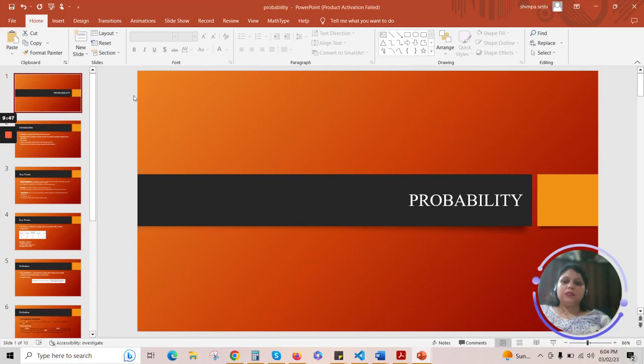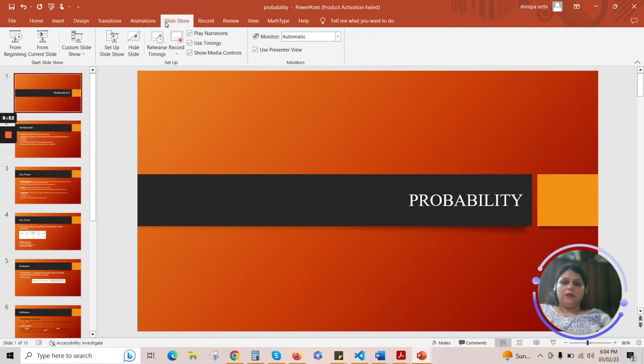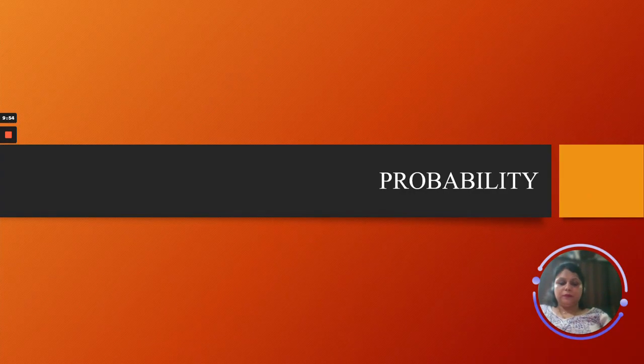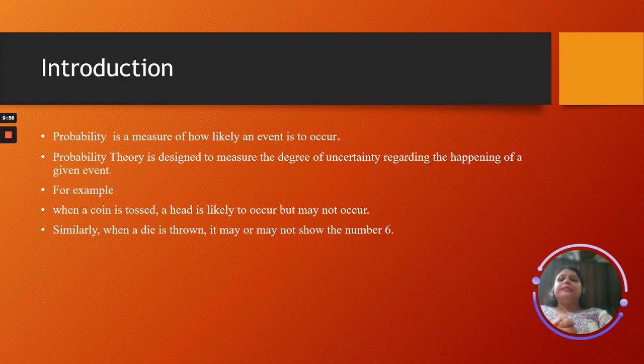So we are going to discuss a topic of probability here. All right, let's just start. So probability is a measure of how likely an event is to occur. So let's just try to understand this definition with the help of an example.